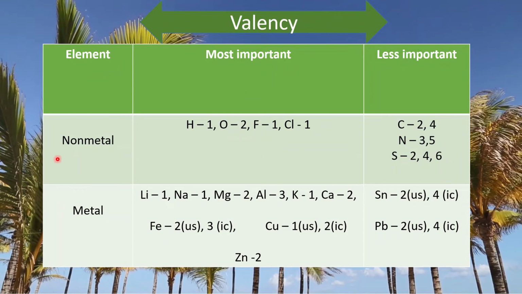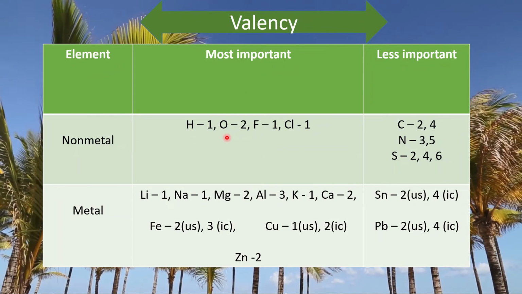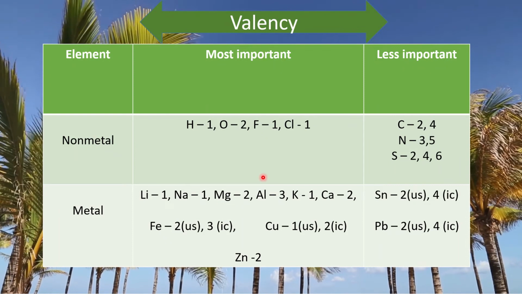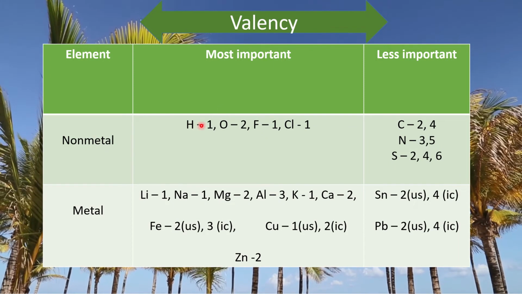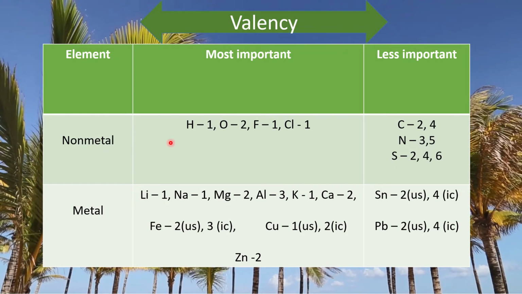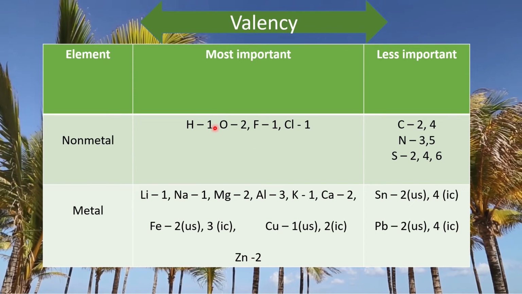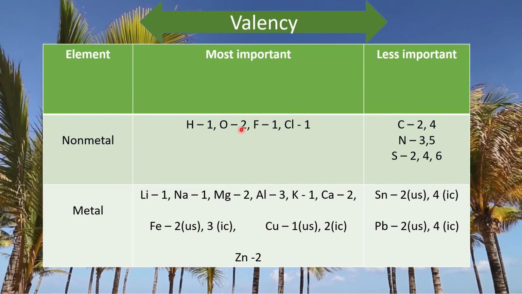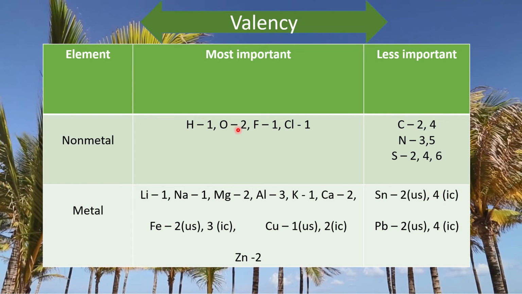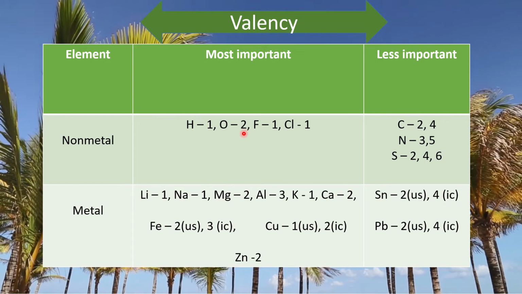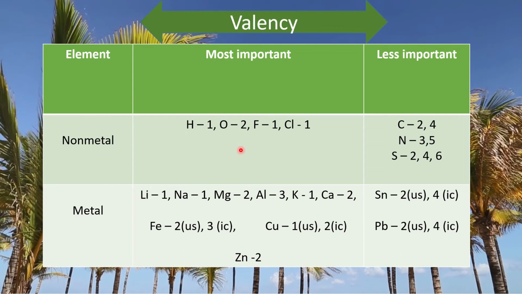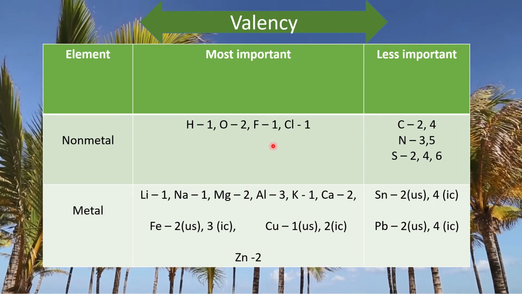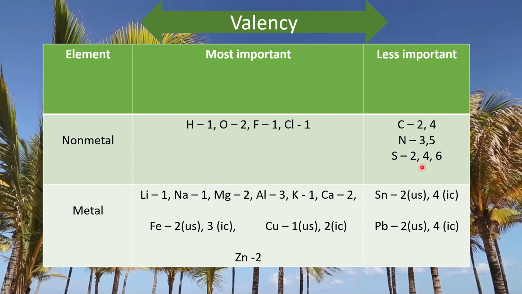There is another chart which I am giving you so that you can easily write the formula. Here the most important non-metals will be hydrogen, oxygen, fluorine and chlorine. Their valency, all they are 1, only oxygen it is 2. These are the most important non-metals which you will frequently use for writing any formula.